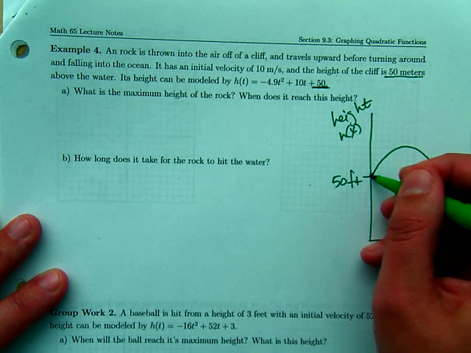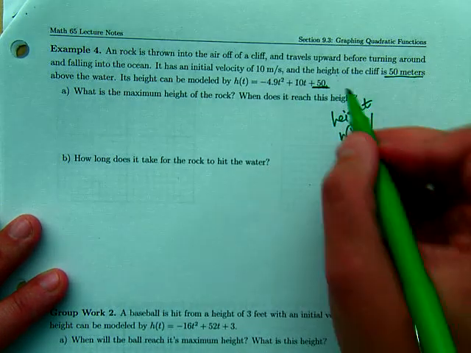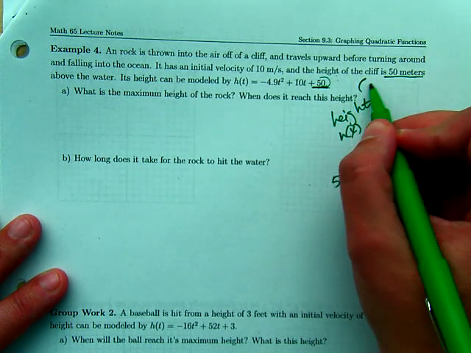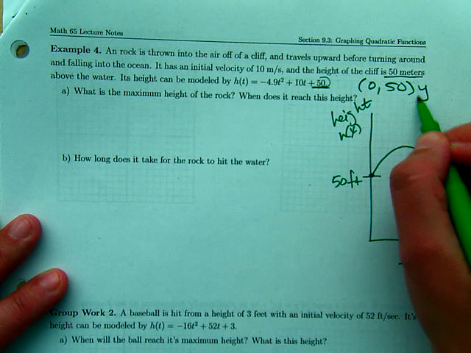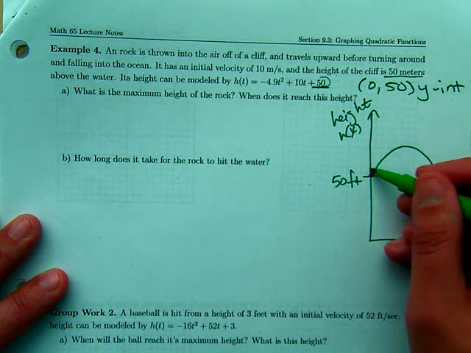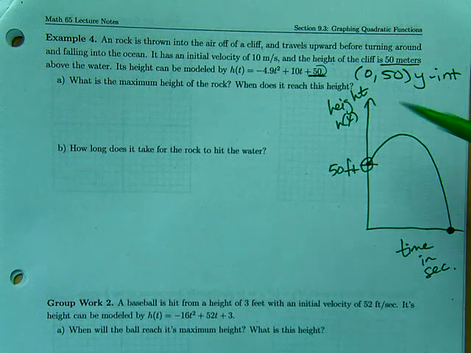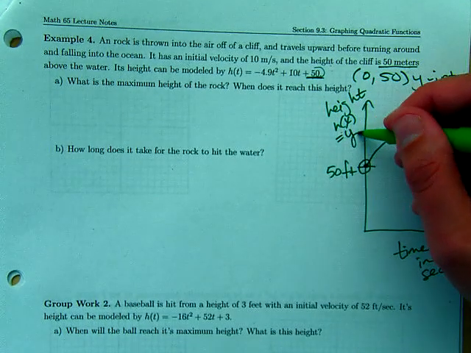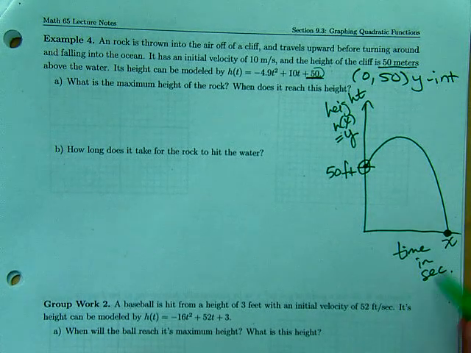So you can see that the y-intercept is (0, 50). It's happening on the y-axis, or the height axis, okay? In this case, h of x equals y. This is my y-axis. My x-axis is time in seconds.